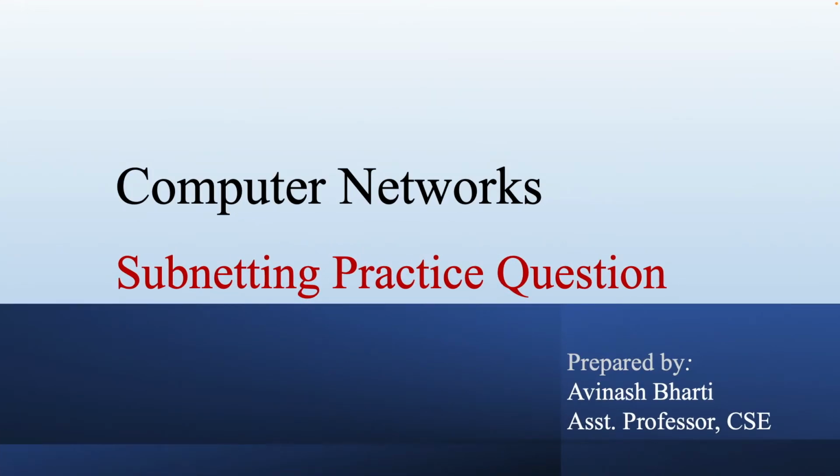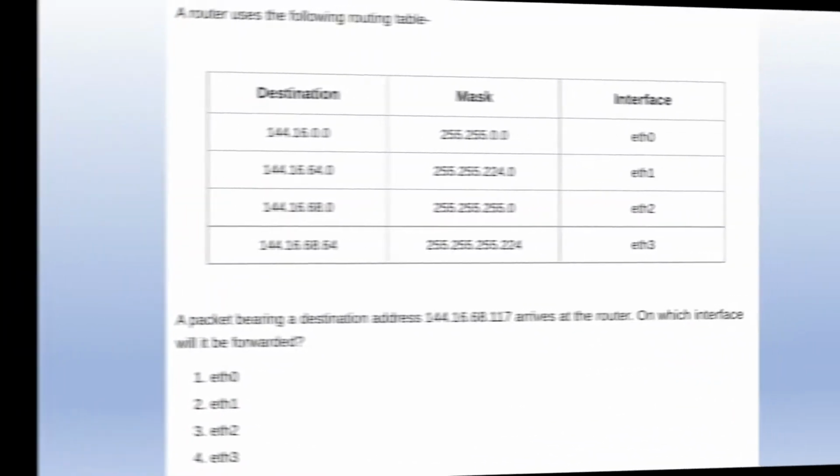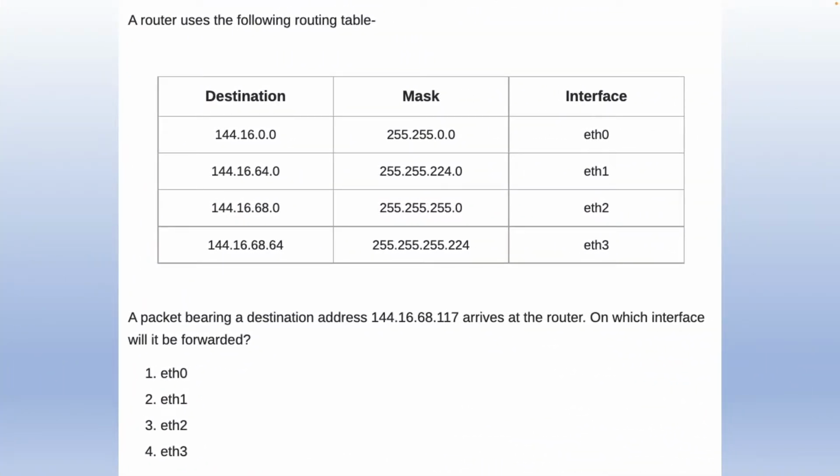In this video on computer network subject, we will solve a question. So let's start. A router uses the following routing table. The routing table has been given here, and they are asking: a packet bearing a destination address, this one, arrives at the router, on which interface will it be forwarded?